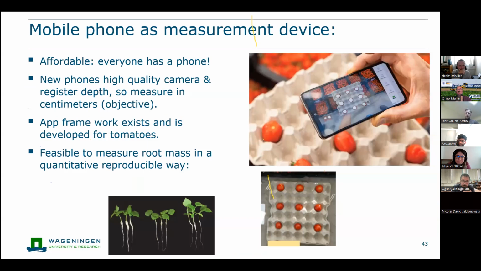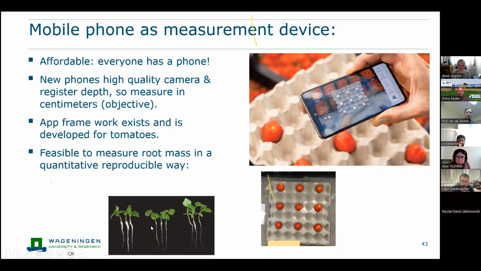Another thing that is really accessible also for you, I saw that many of you use cheap sensors on mobile phones. It is simply an idea. If you look at your mobile phone, it has a camera, right? So you can make a picture. But that's not where it should end. New phones have high quality cameras, but also a little bit of depth registration. So if you take a picture of a box of tomatoes in this case, it knows the distance from the camera to the tomato. So you can also objectively measure the size of whatever is in your picture.